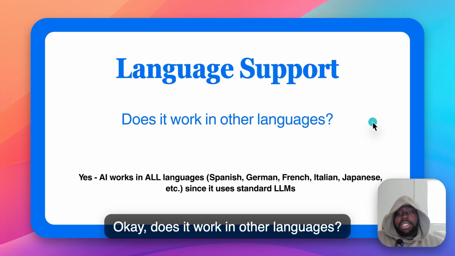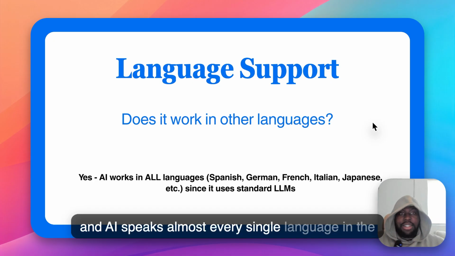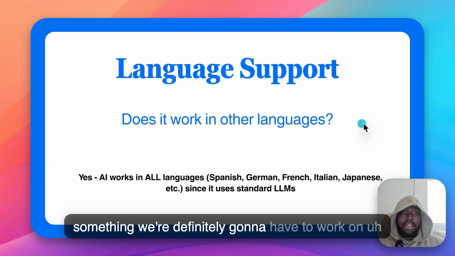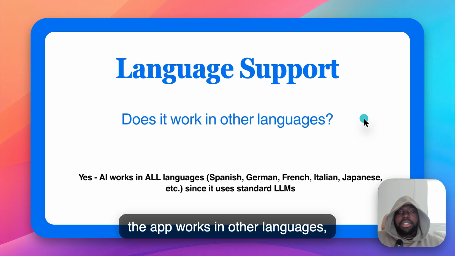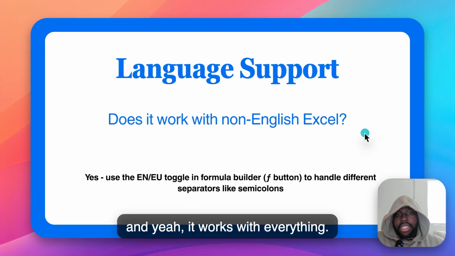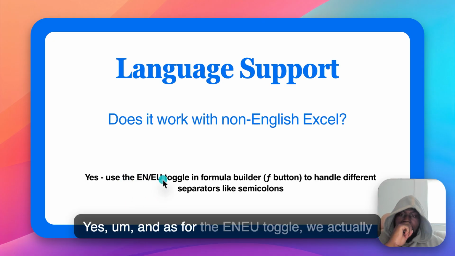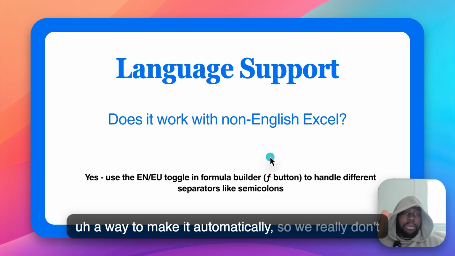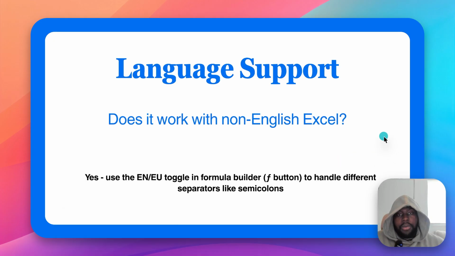Okay, does it work in other languages? Yes, it works in all languages because once again, it's AI and AI speaks almost every single language in the world. Now, granted, our interface is in English, so that's something we're definitely going to have to work on soon, but the app works in other languages. And yeah, it works with everything. Does it work with non-English Excel? Yes. And as for the EN EU toggle, we actually don't need that anymore. We've already figured out a way to make it automatic, so you really don't need to worry about that. Everything is automatic these days, and you're good to go.